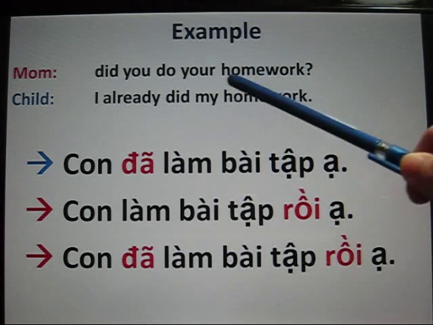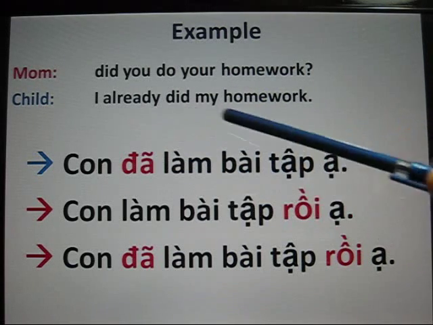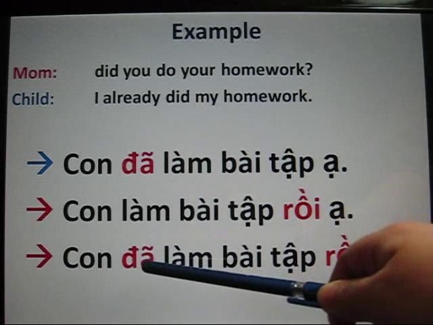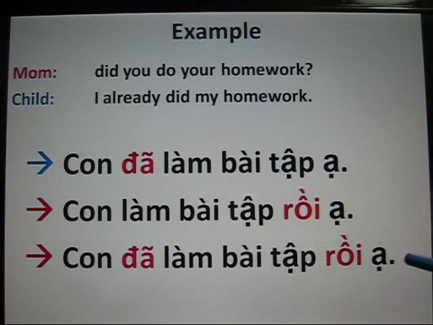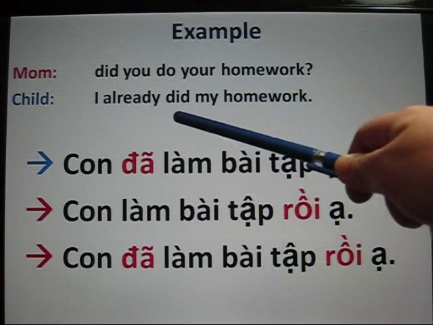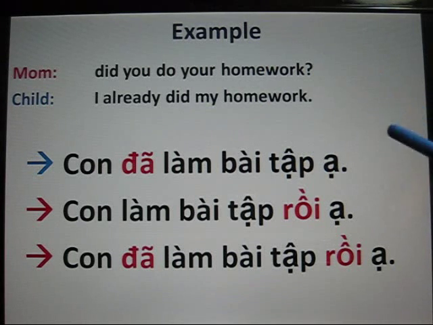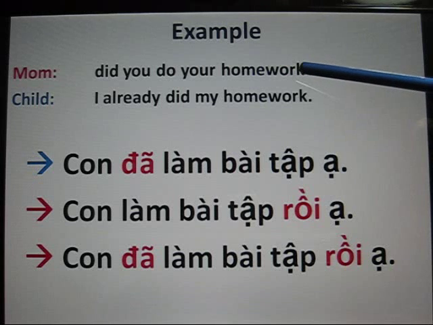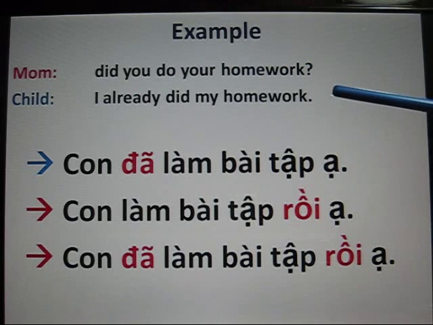But in Vietnamese, we just add the word đã or rồi, or both of them, đã and rồi here. And we don't need to change the form of the verb. As you see, we don't need to change the verb like in English. We just add the word đã and rồi to indicate that it's in the past tense. And we will translate, I already did my homework.